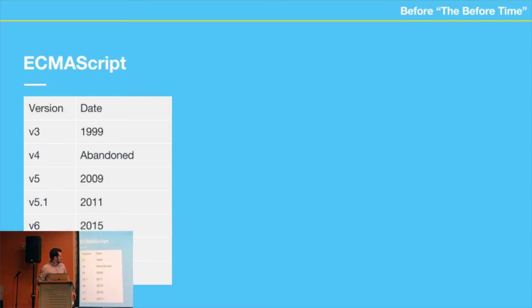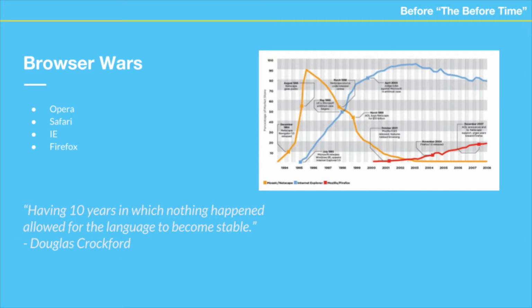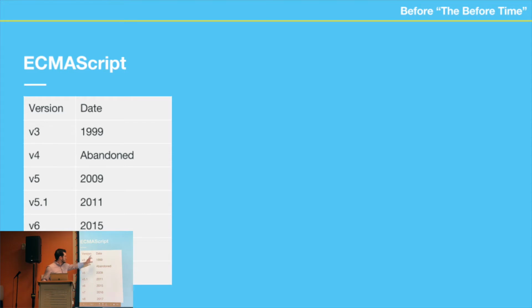If we look back this time, 99, 2009, right? Timelines are starting to line up here, right? So this is what I found very interesting. I'm going to go ahead and read it to you. Having 10 years in which nothing happened allowed for the language to become stable. Douglas Crockford. And so what he was talking about was this right here.